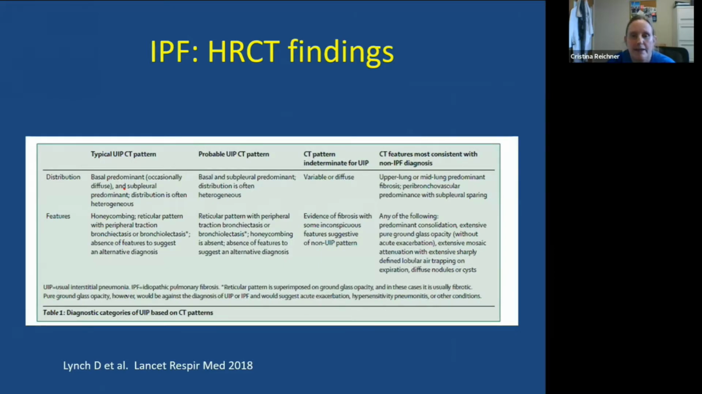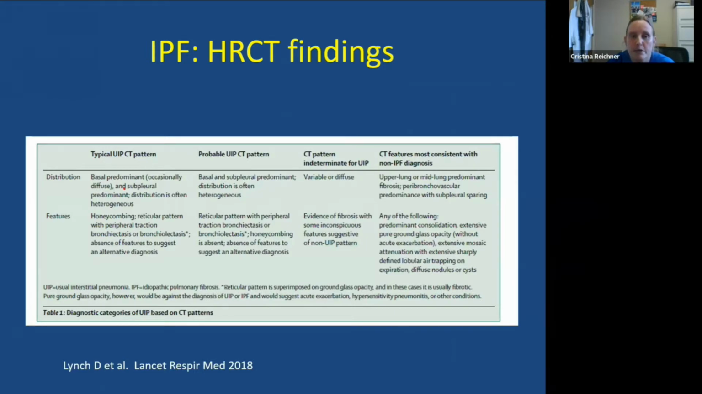And so, depending on these 4 categories, there's a likelihood that the patient truly has IPF. So for example, if you take a typical UIP CT pattern, and it's basically what I showed you before, they will have basal predominant and subpleural reticulation. They will have honeycombing, and they may also have traction bronchiectasis. If you see all those in a CT scan, the likelihood of it being a typical UIP pattern is very high. And if you've excluded everything else, this patient most likely has IPF.